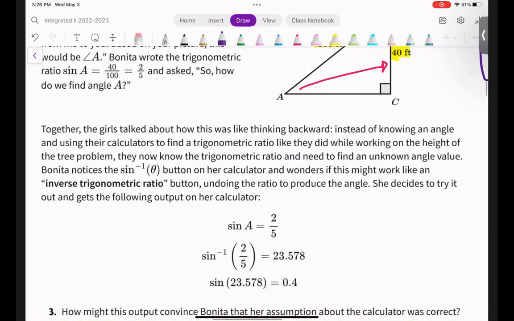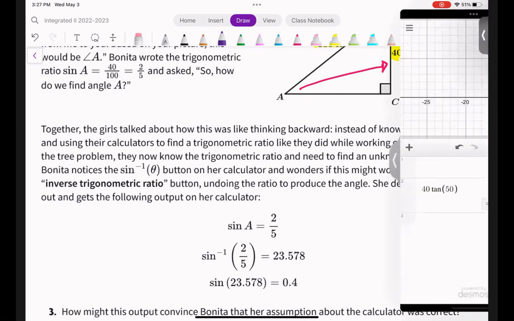So together the girls talked about how this was like going backwards. And in math, we do this all the time. We teach you adding and then subtracting, multiplying, dividing, and so forth. So you learned about sine. How would you go backwards of sine? Instead of knowing the angle and using their calculators to find the ratio, like they did while working on the height of the tree, they now know the trig ratio and need to find an unknown angle. Bonita notices the sine inverse button on her calculator and wonders if this might work like the inverse trig ratio button, undoing the ratio to produce the angle. She decides to try it out and gets the following on her calculator.